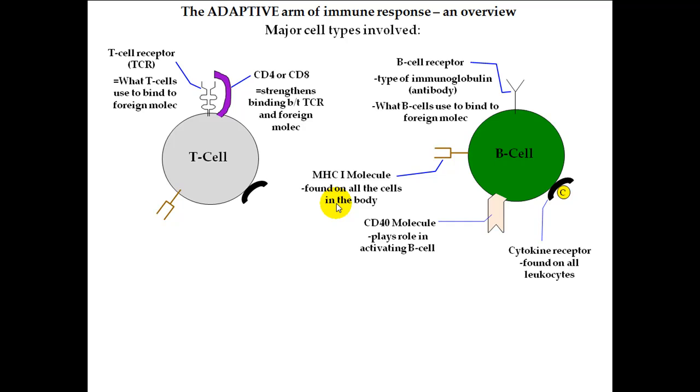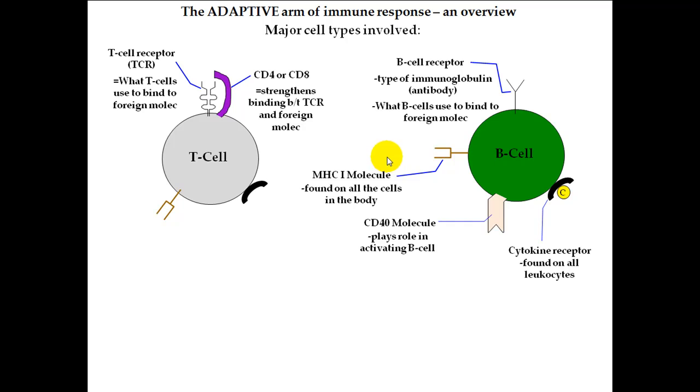And it turns out that that means every cell in the body except red blood cells. So red blood cells don't have nuclei. So again, we're taking a look at how cells of the adaptive immune response, what they do. And T and B cells are two major cells that are considered to be part of the adaptive immune response.